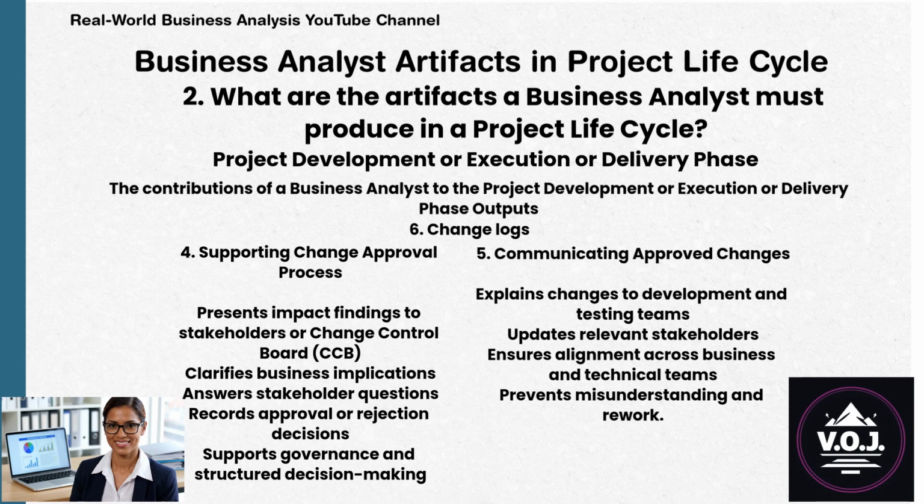4. Supporting change approval process. The BA presents impact findings to stakeholders or the Change Control Board (CCB), clarifies business implications, answers stakeholder questions, records approval or rejection decisions, and supports governance and structured decision-making.